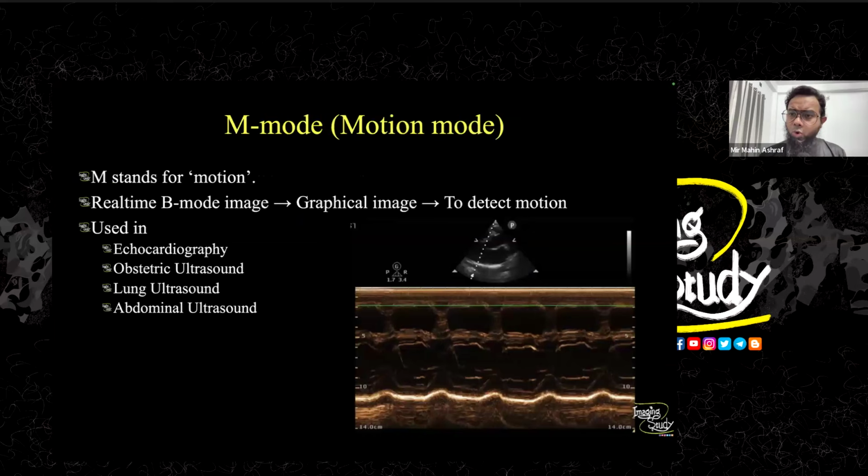Now come to the M mode or motion mode. We frequently use this mode also. Here we just convert a real-time B mode image into a graphical image. All the layers are converted into a graph to detect any motion. We commonly use it for echocardiography, where you measure all your parameters, and also to see the fetal heart or for heartbeat assessment, we use it in obstetric ultrasound.